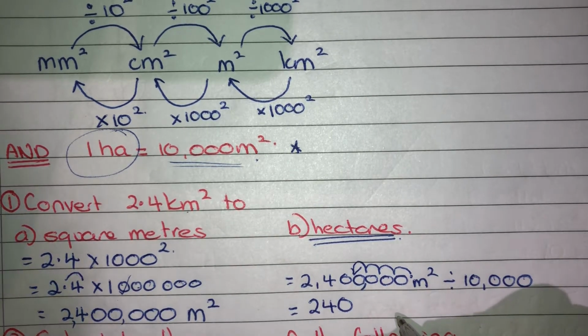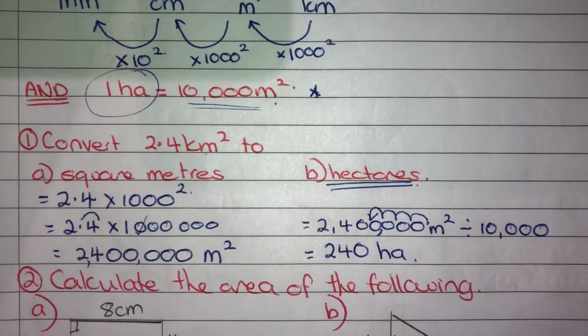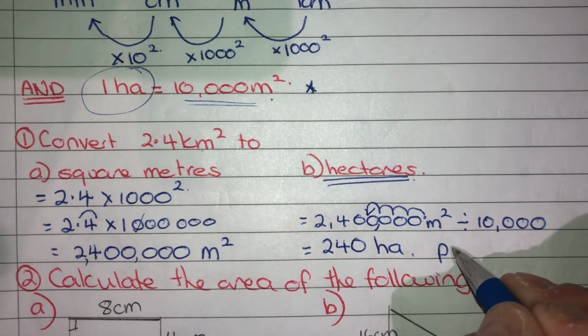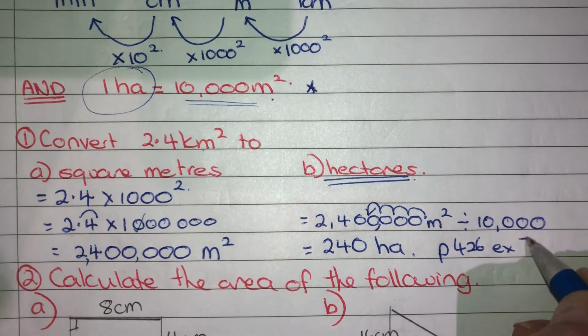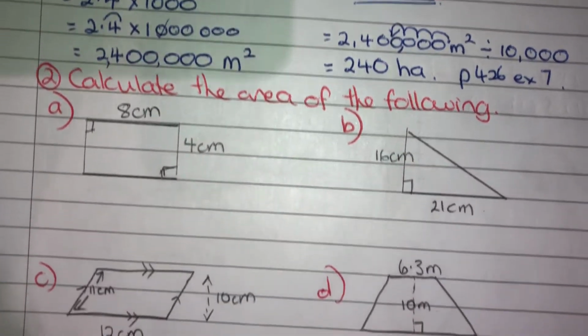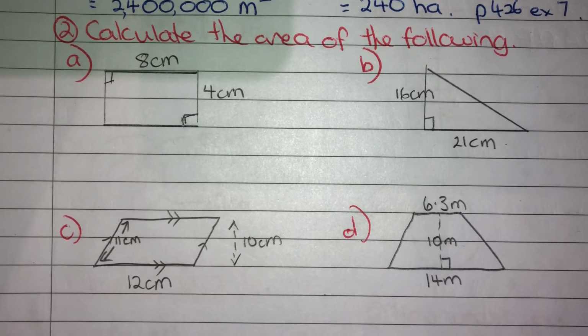240 hectares. Okay. Now, if that was a bit fast or you're not sure, rewind and have a listen to it again. Or you can have a look on page 426 at example 7. There's another one of them in there if you need to. All right. Please pause the video and copy these diagrams down.